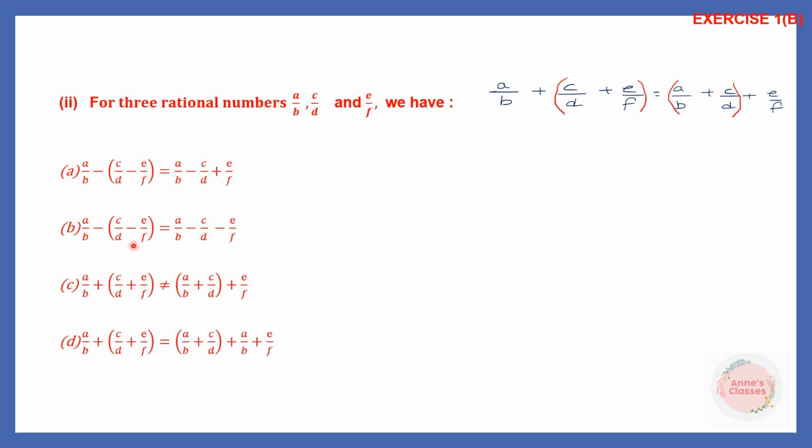Now look at this one. Here also it's subtraction. So here it says, let's open this bracket and see what we get. So on the left hand side we have a by b and then we have minus, isn't it? So let's open the bracket. So it becomes minus c by d. Then when you open the bracket, remember the sign will change. So minus becomes plus, plus e by f. So on the left hand side we have this. So this, when I open the bracket, I get this. a by b minus c by d plus e by f.